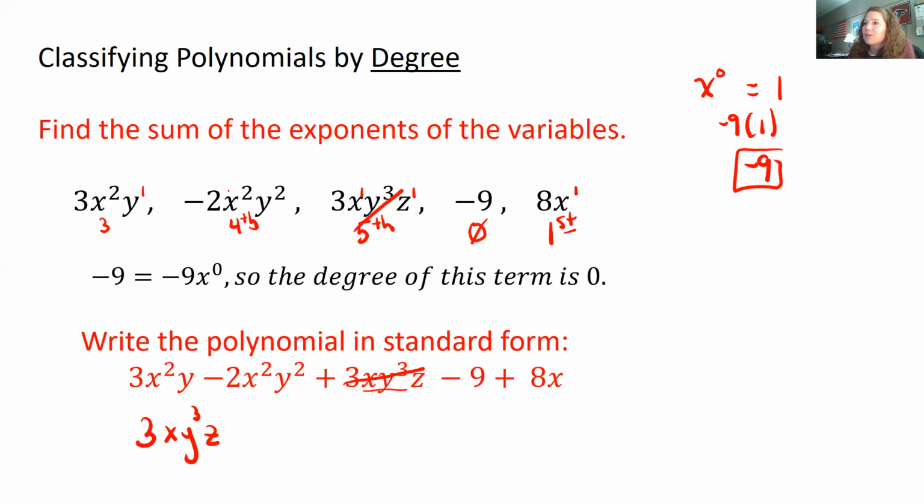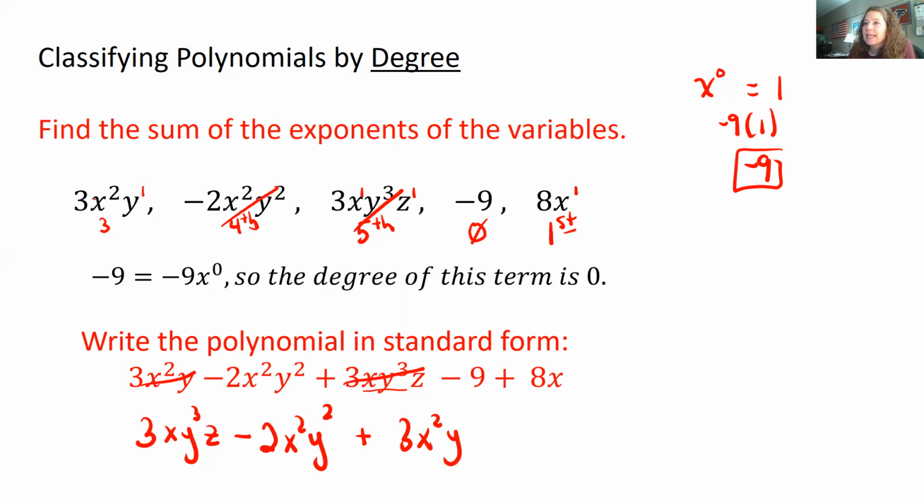So next we have the 4th degree. So we're going to bring down this, including that minus in front of it. So minus 2x squared y squared, 4th degree. And then we want the 3rd one, the 3rd degree, that's a positive term. So we're going to write plus 3x squared y.